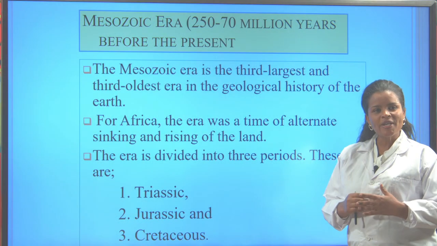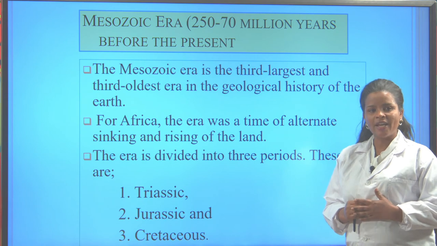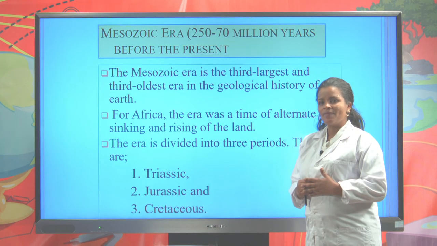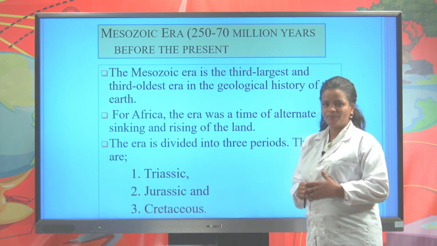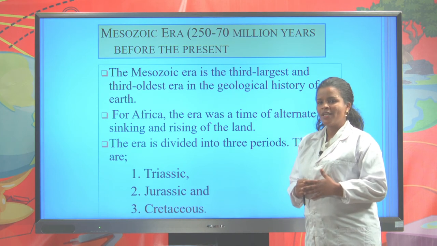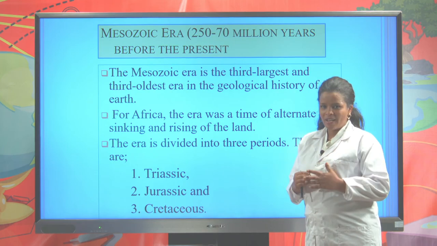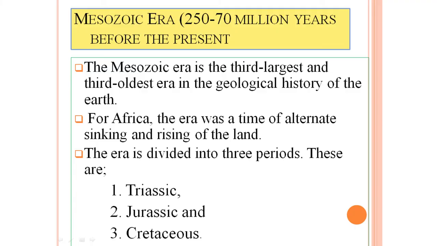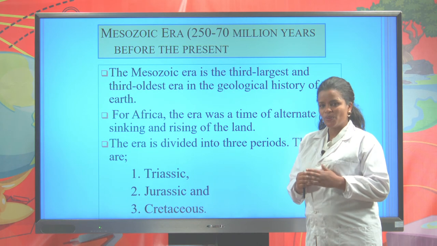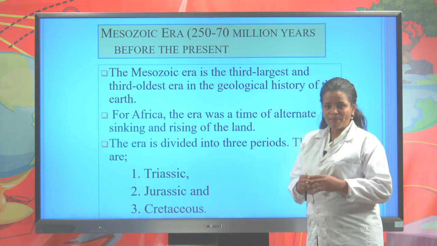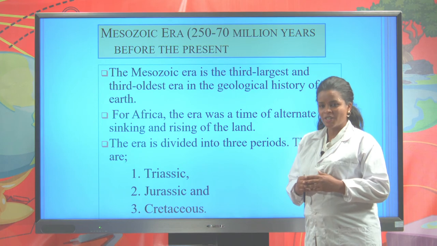The third era is Mesozoic. The age is between 250 to 70 million years before the present. The Mesozoic era is the third largest and the third oldest era in the geological history of the Earth. For Africa, the era was the time of alternate sinking and rising of the land. During this era, the Horn of Africa sank and rose. This era is divided into three periods. These are Triassic period, Jurassic period, Cretaceous period.